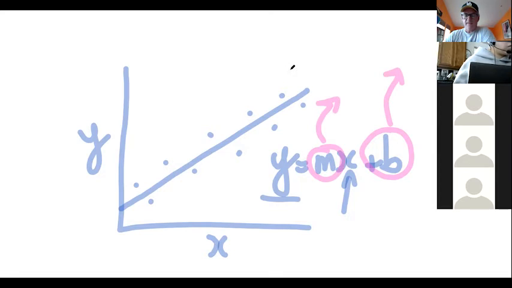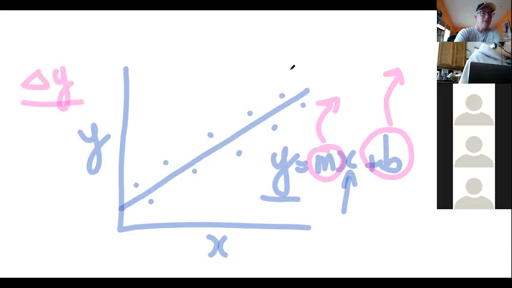M is the rise over the run. There you go. So it is, yeah, it's Y over X, right? That is the change in Y over the change in X. Yeah. So what's another way of putting that? Rise over run.